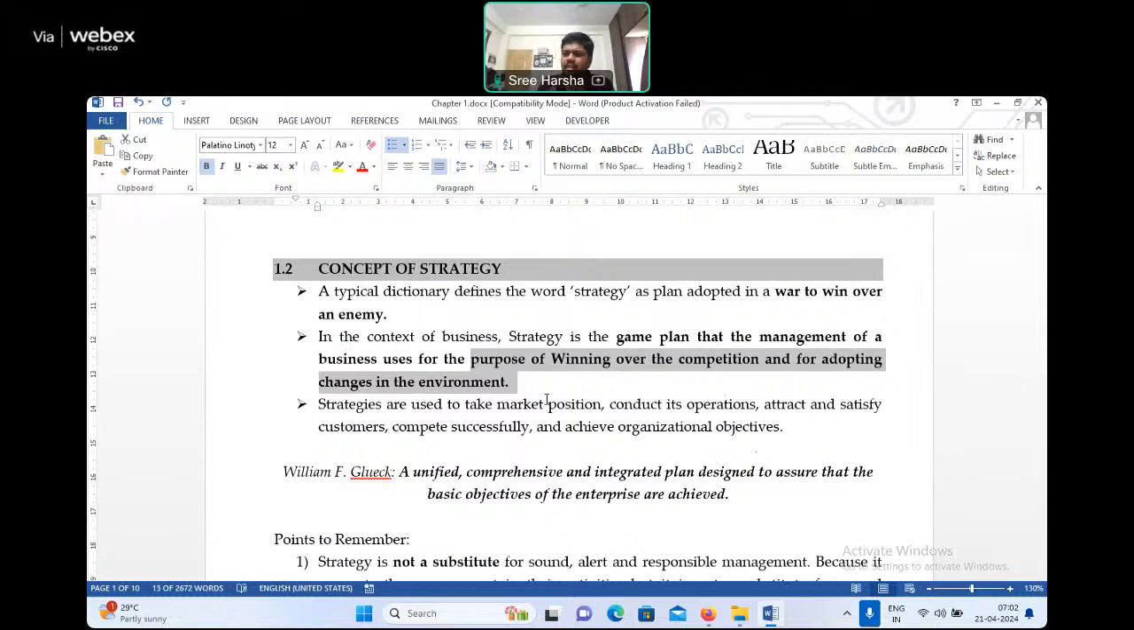Basically, strategic management should mainly help the organization. Over a period of time, we will discuss more and more in detail. Mainly it should help the organization in two things. It should help in building the competitive advantage. It should help in adopting the changes in environment. The reason is business environment is so dynamic. Every day there will be a lot of changes. So strategic management should ideally help you to adopt those changes inside the environment.